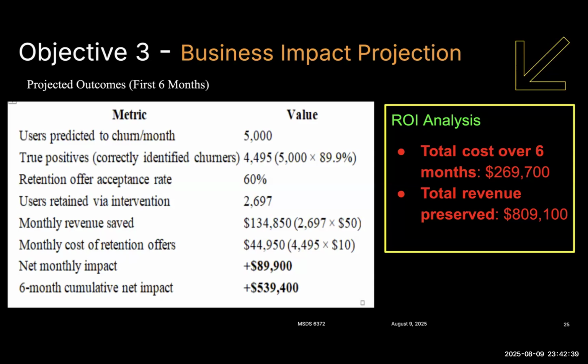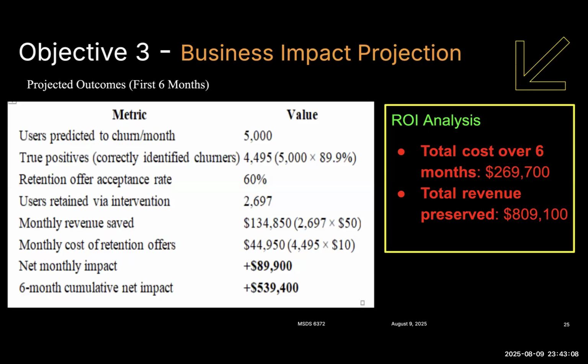And then we know previously that our previous campaign's success rate is about 55%. So we approximated that to 60%. And if you apply 60% to the 4,495 number we got earlier, we are going to get a retained number of 2,697 customers. And if you multiply our monthly revenue per customer on that number, we will get 134,850, because they subscribe. We are going to surely make that money on them.